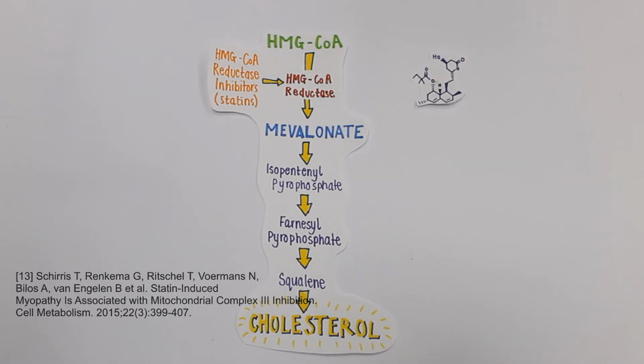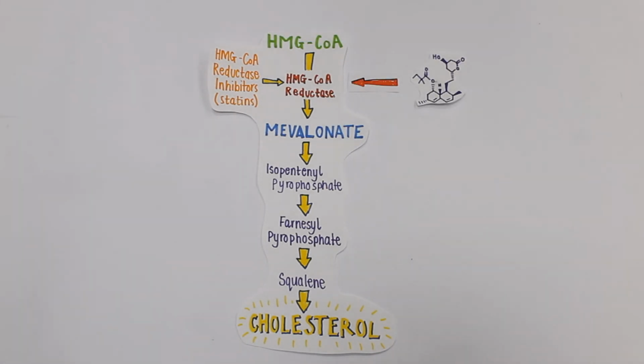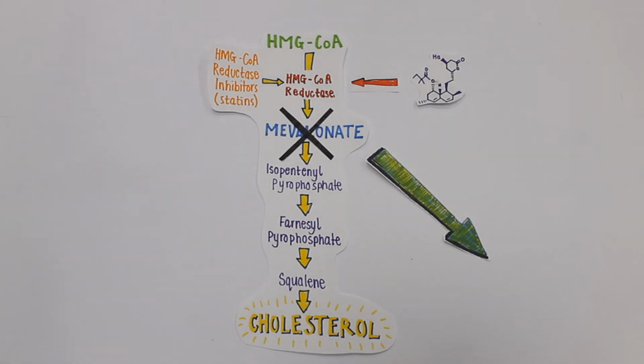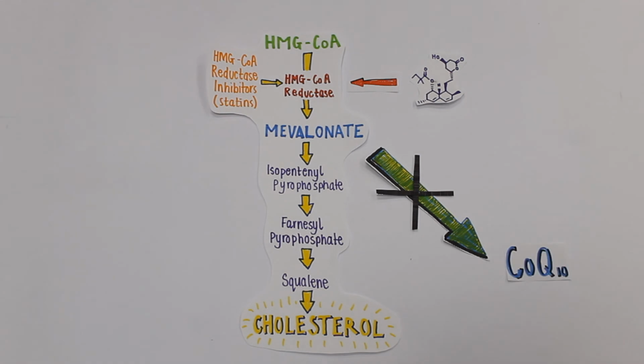Since simvastatin inhibits HMG-CoA reductase, the production of mevalonate is inhibited. Mevalonate is the precursor for the coenzyme Q10 molecule, which is involved in energy production via the mitochondria. This suggests that a decrease in CoQ10 could explain the adverse muscle effects, such as muscle fatigue.